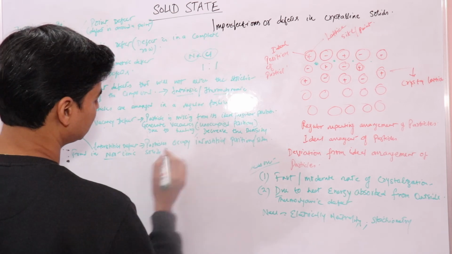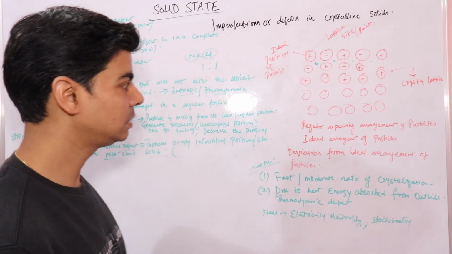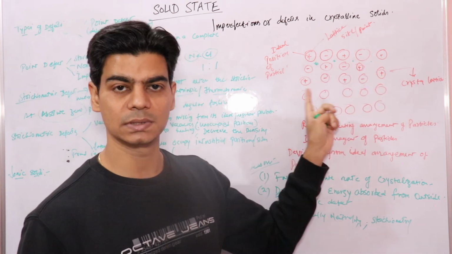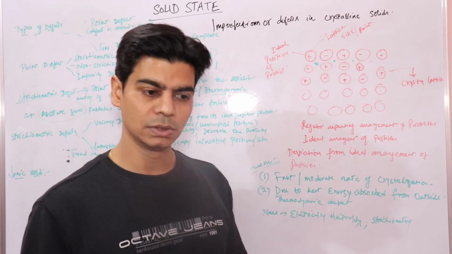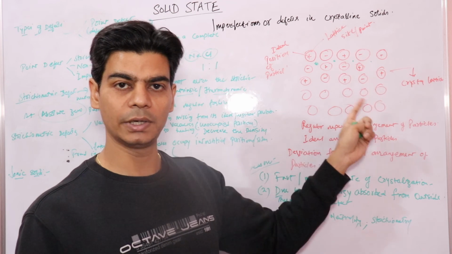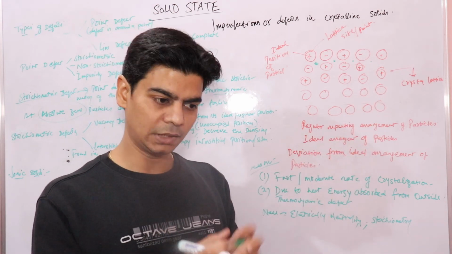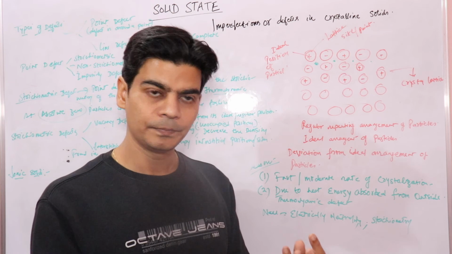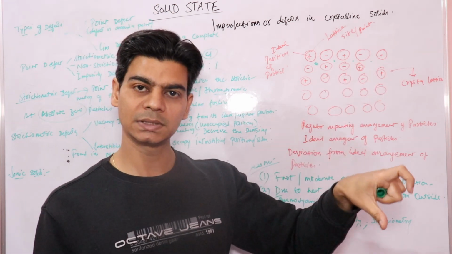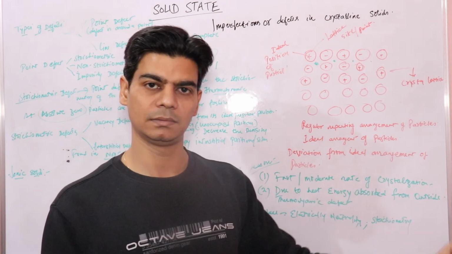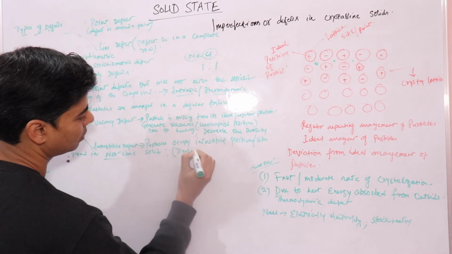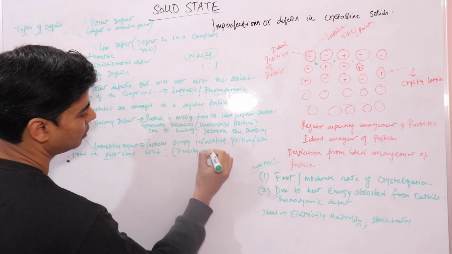And what about interstitial defects? We said that some particles are found in interstitial positions. These may be extra particles, right? So when this tightly closed packed structure of solid has another particle, that will again occupy the mass. So mass will increase due to these particles which are in interstices, which will increase the density. So density will increase here.